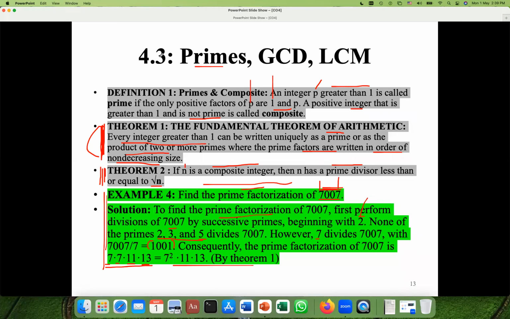But I will not ask what is the definition of prime, what is the definition of composite, or what is the statement of theorem 1 or theorem 2. You must know that. If you have that understanding, you can solve this question, otherwise you cannot.